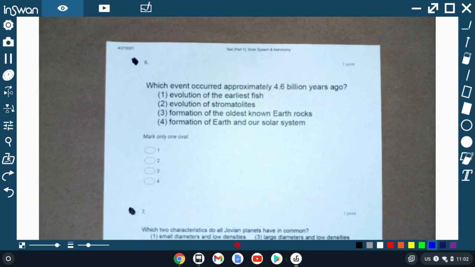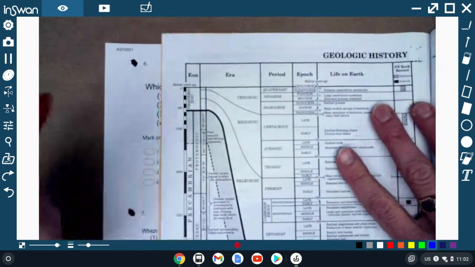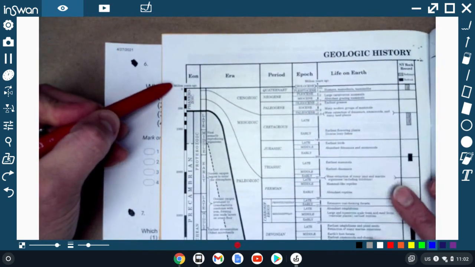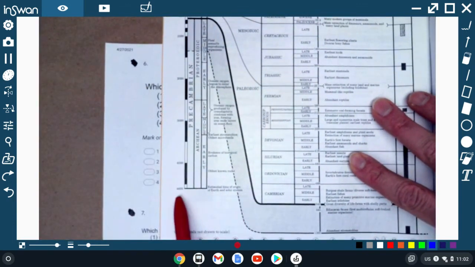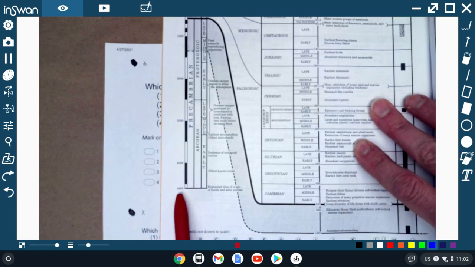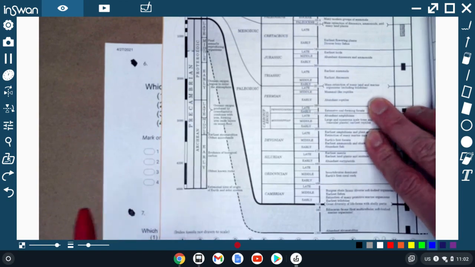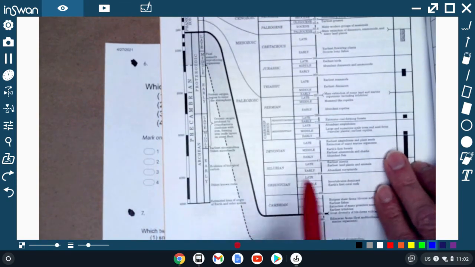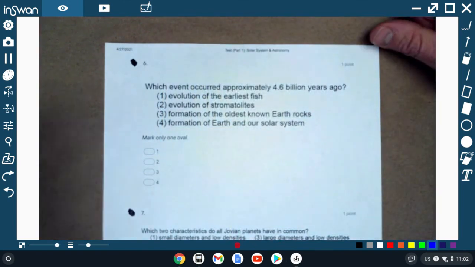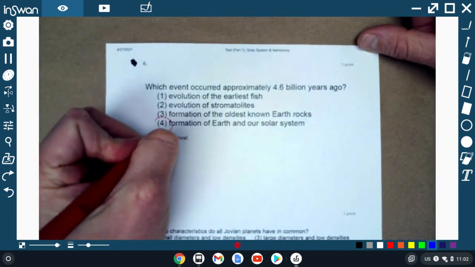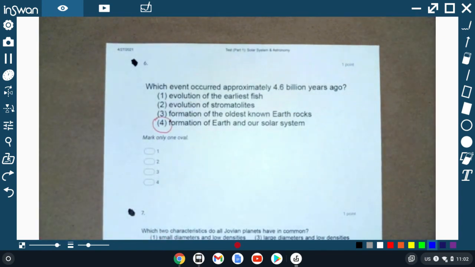So if we look on here, we have millions of years, and we can see that the estimated time of origin of Earth and solar system is 4,600 million years, which is 4.6 billion years. You could have looked on the sheet. You didn't have to because the data was right in our notes. That was when the Earth formed along with our solar system.